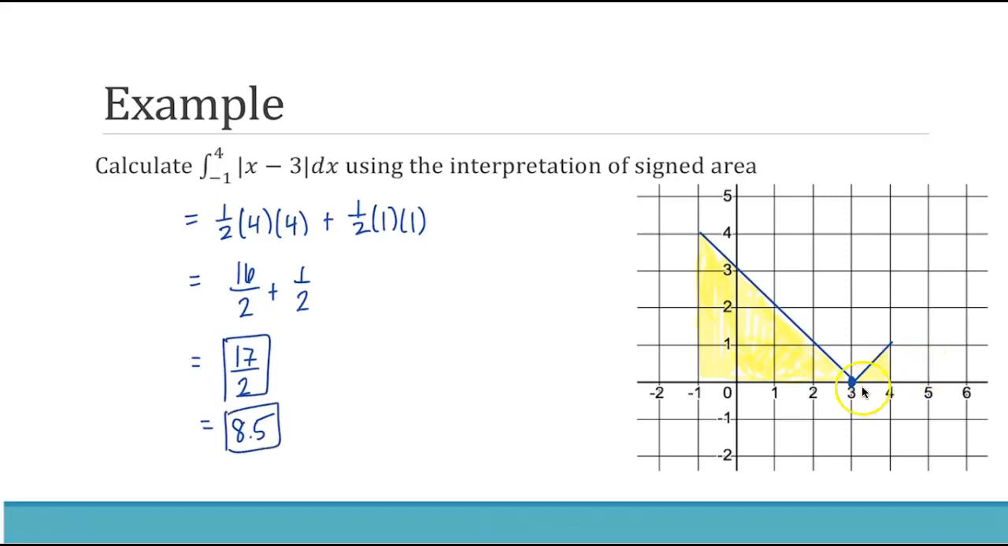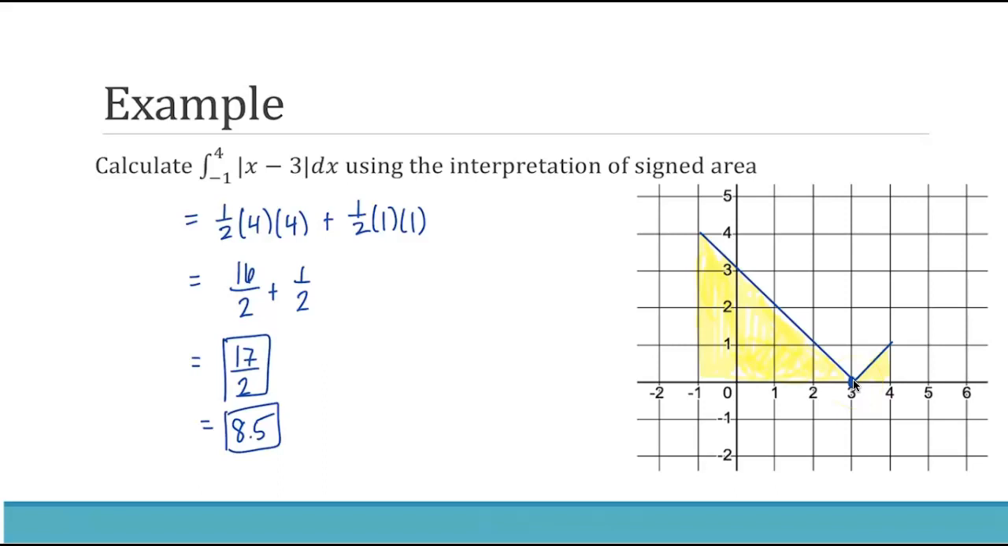So we can see that our answer should definitely be positive. All of the area is above the x-axis. So here, the most challenging thing for students tends to be graphing. So just remember that the absolute value function looks like a v, and because the -3 is with the x, it's going to shift me to the right 3 units.